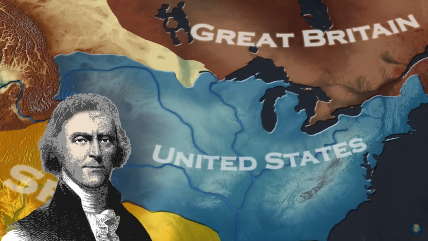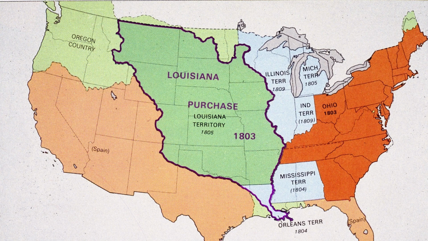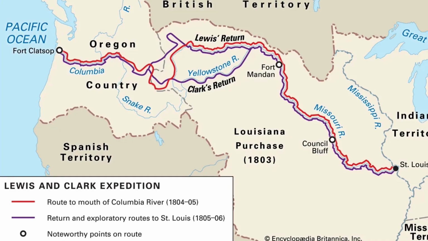The early 19th century was characterized by westward expansion, driven by the belief in manifest destiny, the idea that it was America's destiny to expand across the continent. The Louisiana Purchase in 1803 doubled the size of the country, opening up vast territories for settlement. The Lewis and Clark expedition in 1804 explored the newly acquired lands, documenting geography, flora, and fauna.